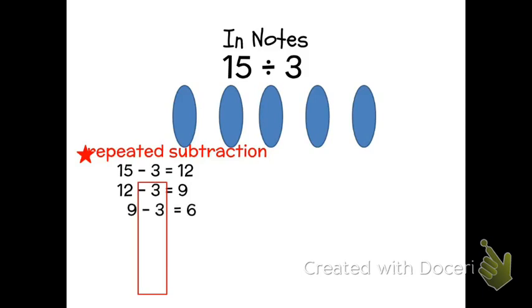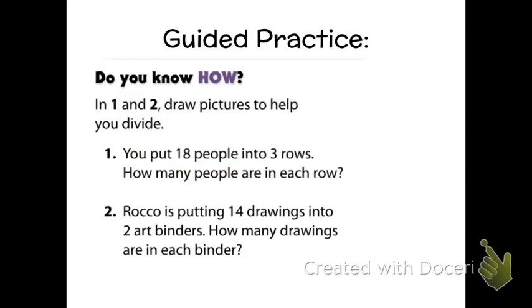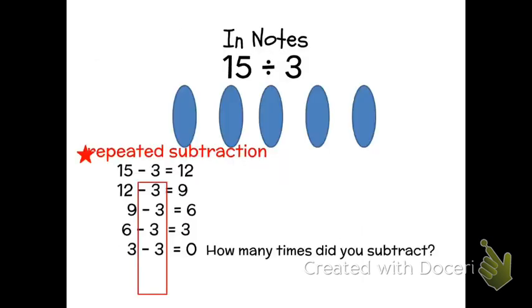In your notes, you should be including this example to help explain what repeated subtraction looks like. I do 9 minus 3 and get 6. Then I start with my 6, and I end up with 6 minus 3 equals 3. I continue on. I start with 3 minus 3, and that equals 0.